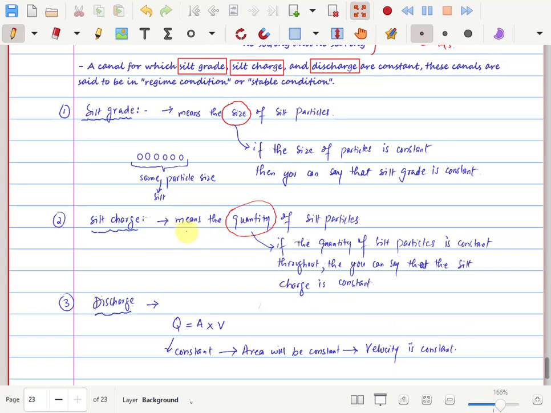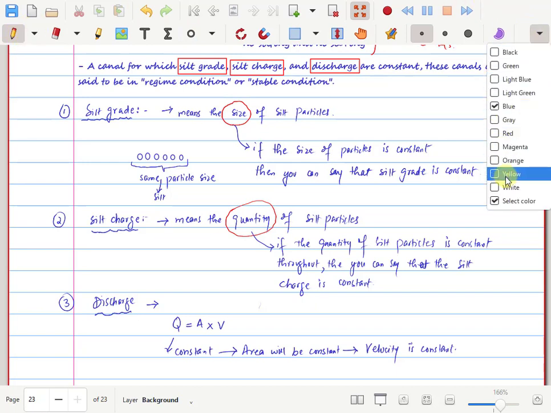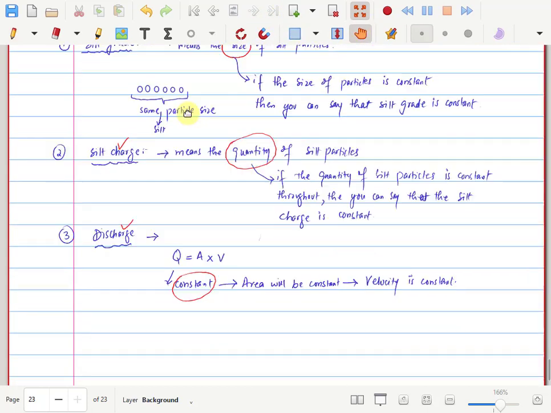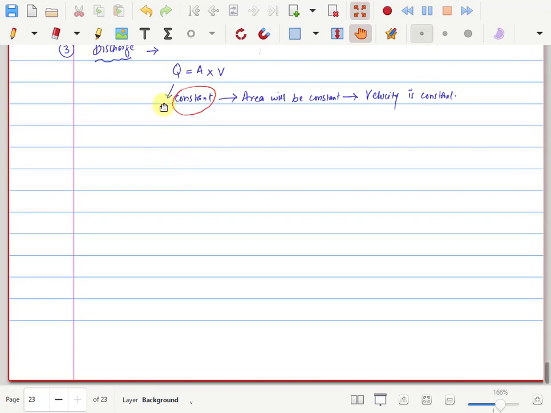So wherever these three things are constant, your silt grade, your silt charge and discharge, that means that your canal is in regime condition or stable condition. Got it? So this was the next important point. Now let's move forward. And these were few important points you need to remember.